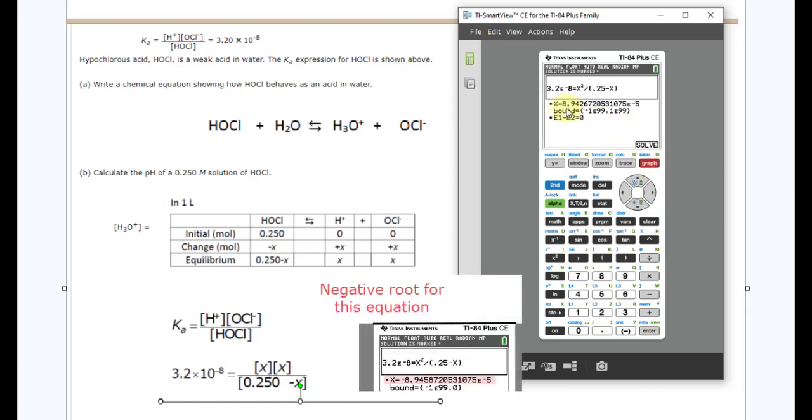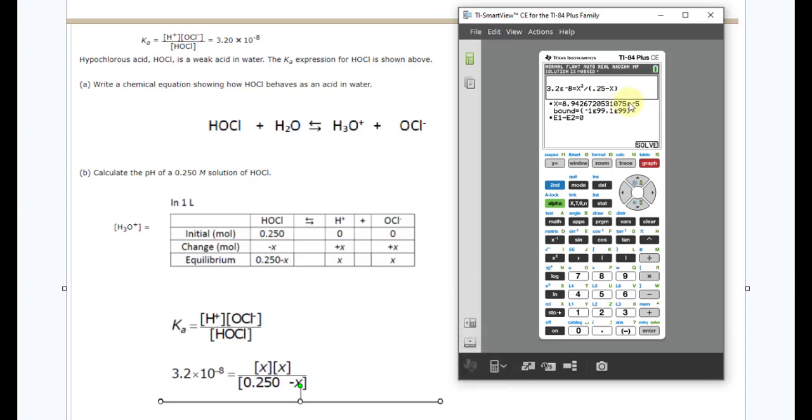Notice it carries it out to a ridiculous number of significant digits. Nobody's ever measured a hydrogen ion concentration at that level. If you put this number down in your answer, the poor grader will say, oh, what's wrong with this? Why'd they waste all that pen? Because that's impossible. And they won't think well of you, really. Times 10 to the negative 5. So we could enter that to 3 significant digits, 8.94 times 10 to the negative 5. So that's a small amount.